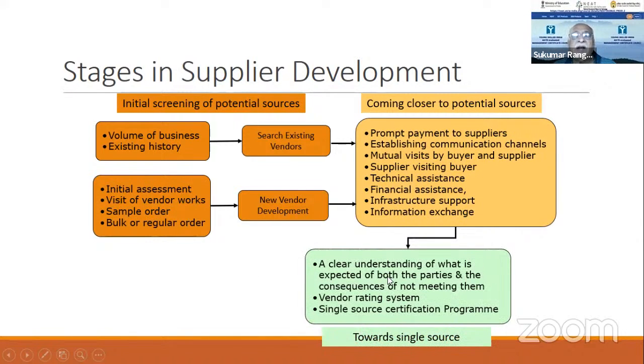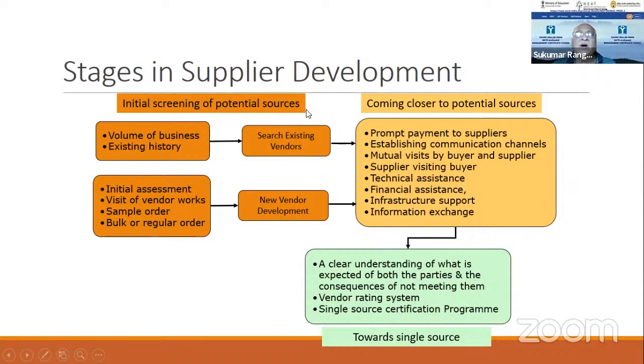So a clear understanding of what is expected by both the parties and the consequences of not meeting them is clearly understood. Many a times we know that sometimes the parent company is in problem. If you have a good relationship, they tell you that we are in problem because of so and so thing did not happen or whatever. Then we can say that, okay, we understand. Please let us know when you're ready. So it is a mutually acceptable way of working.